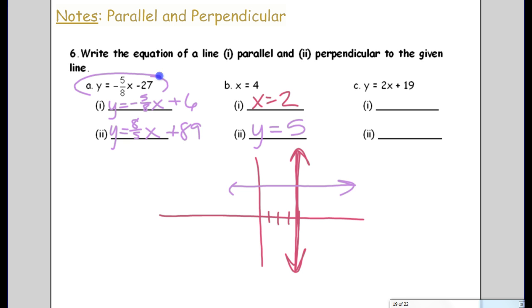Jose, what's the slope of our line in C? 2. So let's be parallel. What do you want to write? Y equals 2x plus anything. I'll do minus 10. Bernard, what is the opposite reciprocal of 2? Negative half. Y equals negative 1/2 x plus or minus whatever you want.